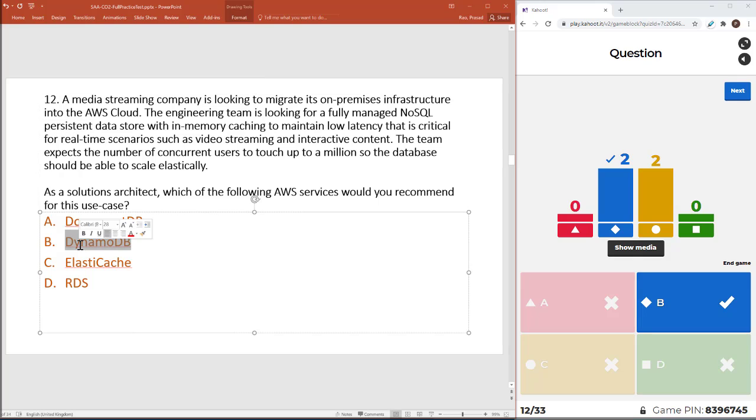DynamoDB is the NoSQL offering, and that's actually persistent data. ElastiCache is just a cache. It's not persistent. It says persistent data store with in-memory cache, and DynamoDB has an in-memory cache in terms of DAX, which we need to enable. It is not enabled by default. You can enable it at extra cost, but it has a feature of in-memory caching. So the correct answer is DynamoDB.